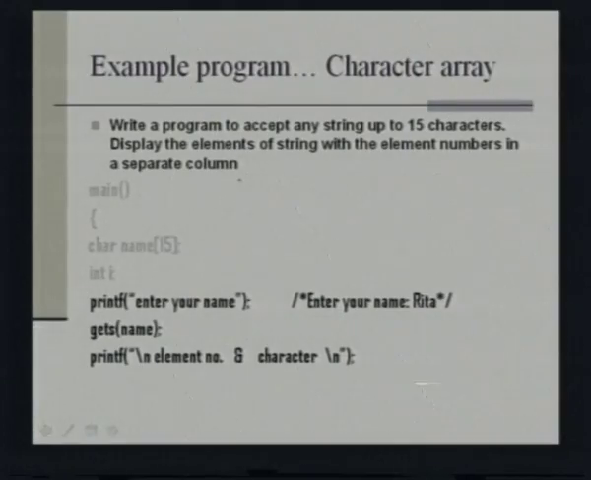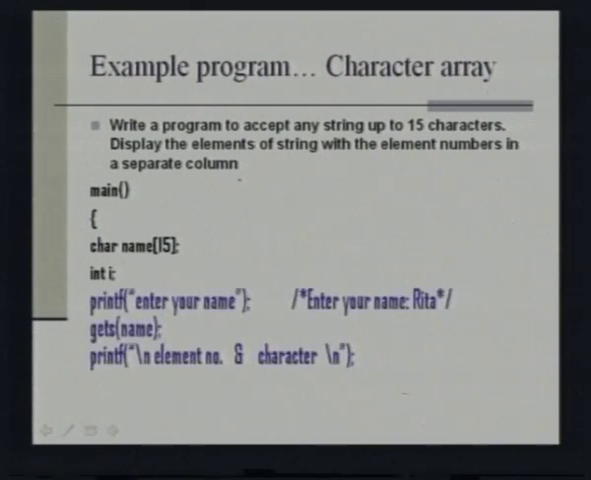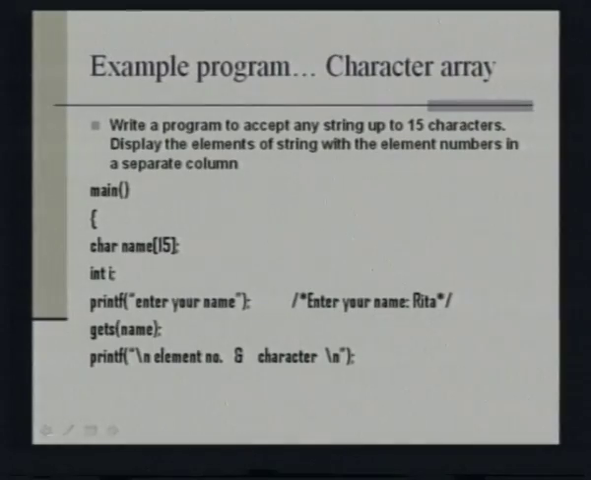So how am I doing this? I am declaring the character array name. Name is the name of the array, which has 15 as the size, so it can hold up to 15 characters. So I am entering the name using gets of name. Gets, we have seen the function, it is equivalent to get string. So when a character array is equivalent to a string, you can use this gets function to get the name. And then I am printing printf element number and character.